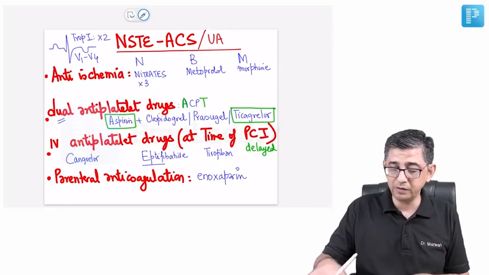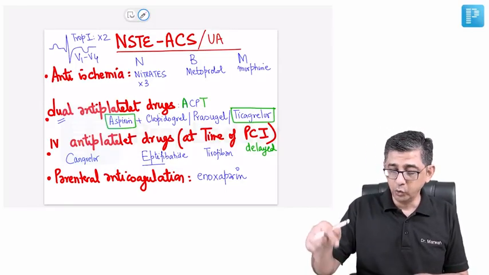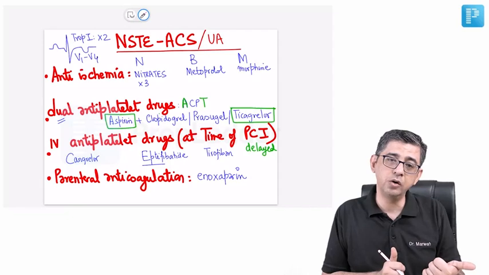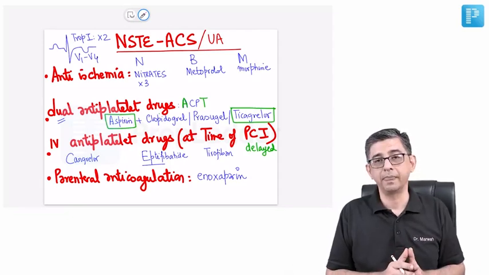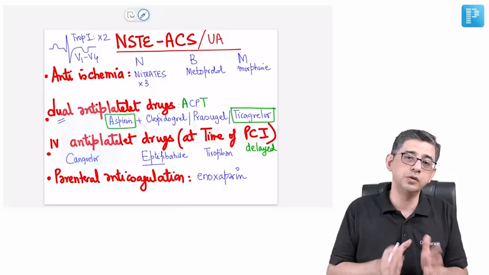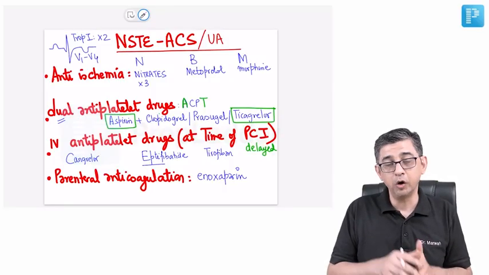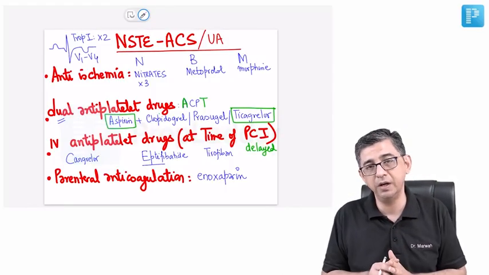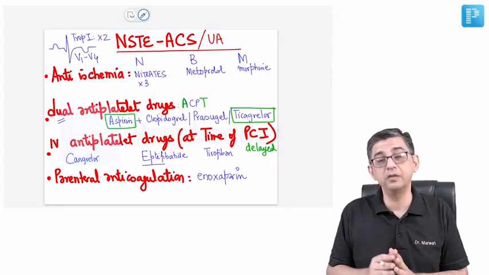And why it is written as a slash? Because in both of these conditions, unstable angina also there might be ST depression. In unstable angina also there is ST depression. In non-ST elevation MI also there is ST depression. Because both are having same ECG findings. That is why they're written as a slash.